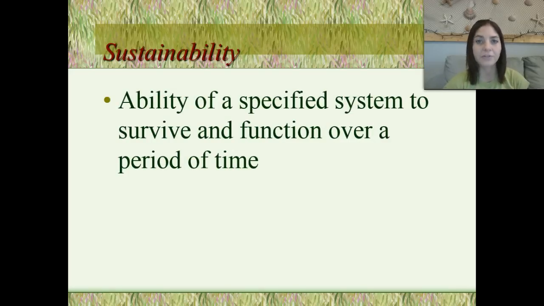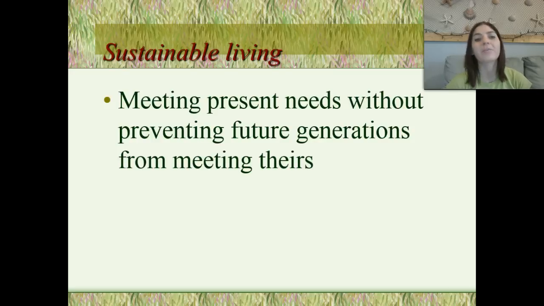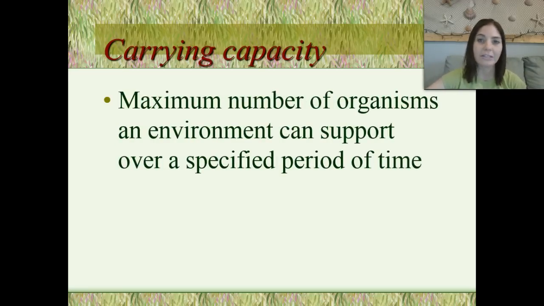So sustainability, first vocab word. Obviously, you guys can go ahead and hit the pause button anytime you need to write down anything that you want. But sustainability is the ability of a specified system to survive and function over a period of time. Next up is sustainable living. This is meeting present needs without preventing future generations from meeting theirs. Basically not leaving our next generation, our offspring, with a deficit. Carrying capacity, this is a word that most of you should know if you took biology. That is the maximum number of organisms an environment can support over a specified period of time.